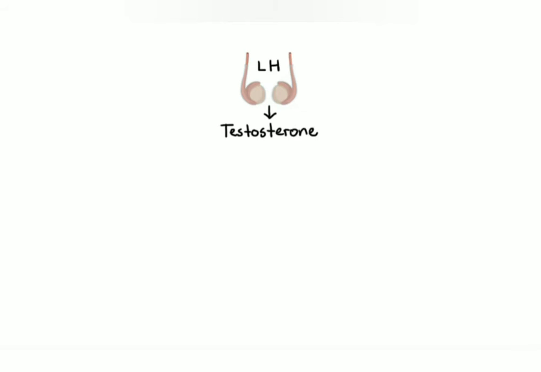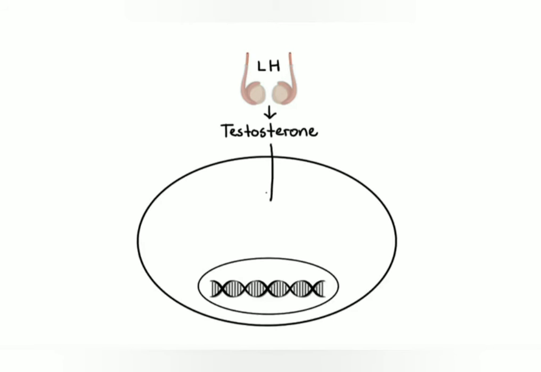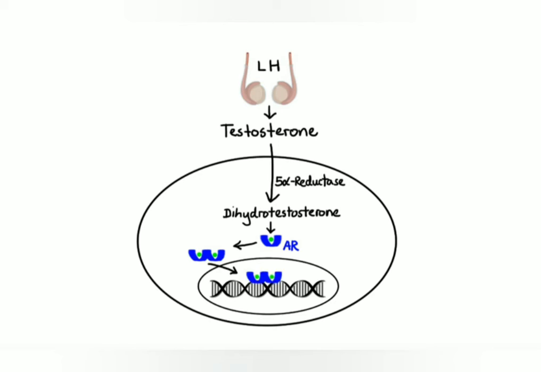Free circulating testosterone can enter prostate cells, where with the help of 5-alpha reductase enzyme, it can be converted to its more potent metabolite dihydrotestosterone and then bind to the androgen receptor, abbreviated here as AR. This hormone receptor complex then dimerizes with another hormone-bound receptor and translocates into the nucleus, where it binds to specific DNA sequences, thus triggering expression of genes involved in cell growth and proliferation.